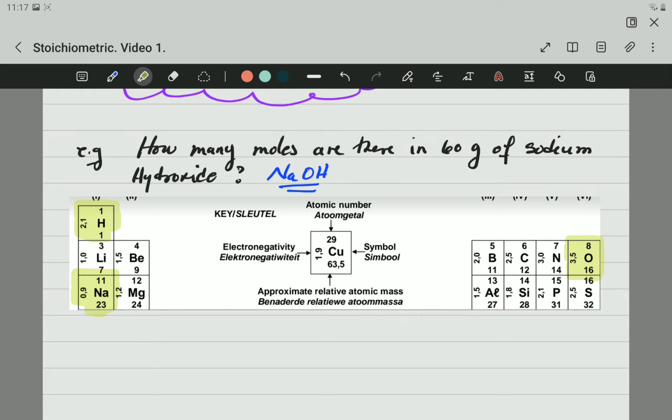Okay, now we need to practice how to calculate the relative formula mass of a compound. We did it before. There's a video for that that you can go and watch. Please go and watch it. Okay, so that one will be the molar mass of sodium hydroxide.